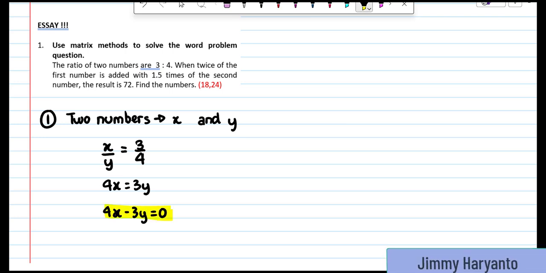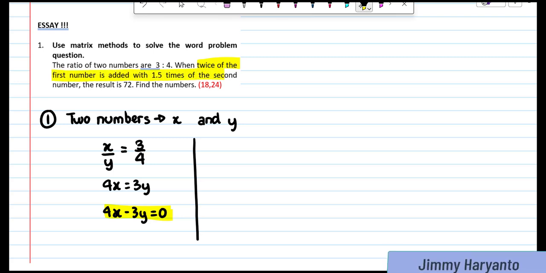You have to move the y to the left hand side because we want to use the matrix method. We cannot use substitution. And then for the second sentence, I think you can translate this easily because it's already arranged. Twice the first number, that means twice x, is added with, added means plus, 1.5 times the second number. The second number will be y, equals 72. The question says that.